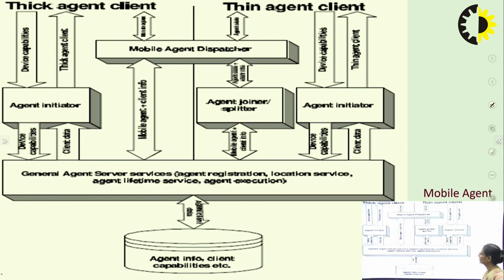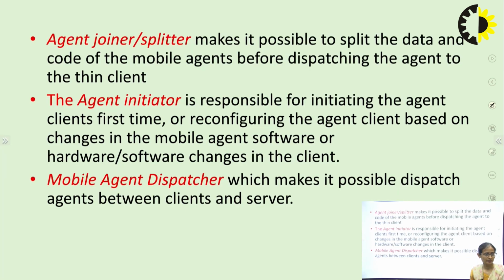So here we have the thick agent client. Here we have the agent initiator. These are the general agent server services: agent regulations, location services, agent lifetime services, and agent execution, all being done here. Here we have the agent information available in the database and other client capabilities. This is the thick agent client environment, and this is the thin agent client environment. Here we have the agent joiner or splitter in the case of the thin agent, and the mobile agent dispatcher. So what do these components mean?